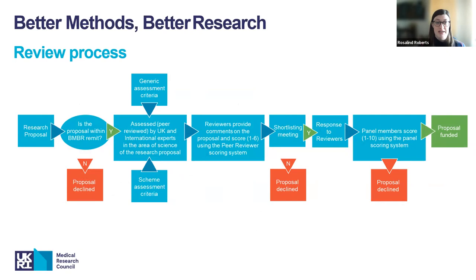Once the application has gone through those checks, it will be sent out for external peer review, and it will go to a shortlisting meeting where it will be assessed by the panel. Some applications are declined at this stage, usually around a third. If you get through this stage, you're able to respond to reviewers' comments and also comments that you might receive from the panel at shortlisting. And then those applications go through to the final panel meeting where funding decisions are made.